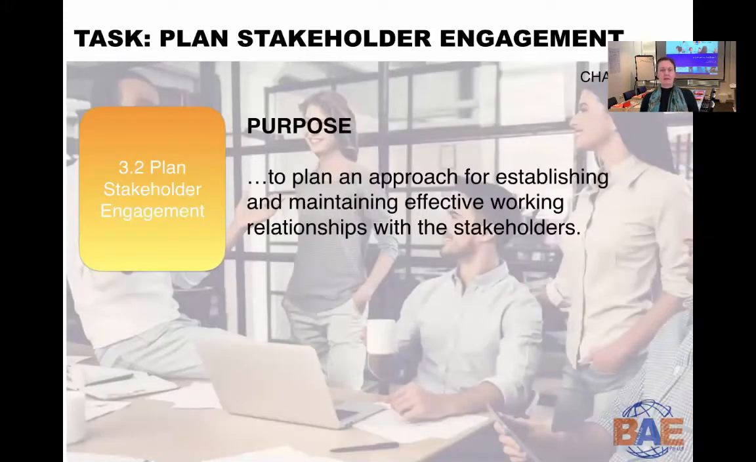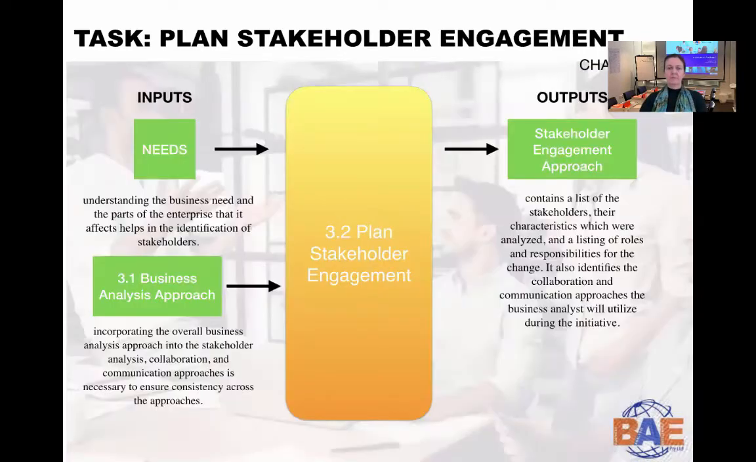All right, so now let's have a look at the next task. This is planned stakeholder engagement. Now, the purpose of this task, if you remember, is to plan an approach for establishing and maintaining effective working relationships with the stakeholders. Now, from an input and output perspective, for inputs, we're also looking at the needs. So it's good to understand the business need and the parts of the enterprise that it will affect, because that will help us to find and identify stakeholders.